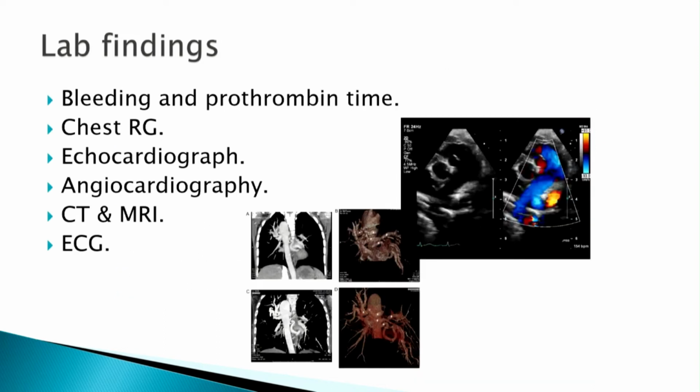How can we diagnose patients with congenital heart disease? Through bleeding time and prothrombin time. Actually, prothrombin time measures the extrinsic pathway, and bleeding time measures the function of the platelets, because usually the patient has polycythemia, and there is also thrombocytopenia.